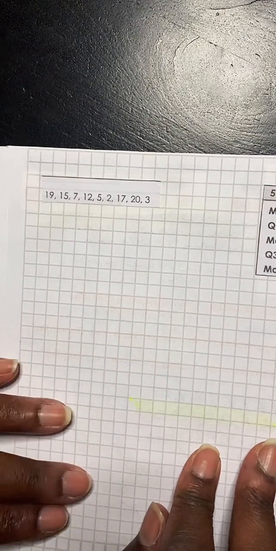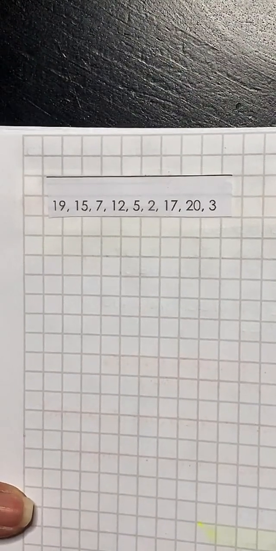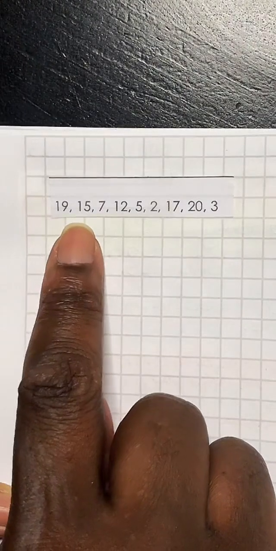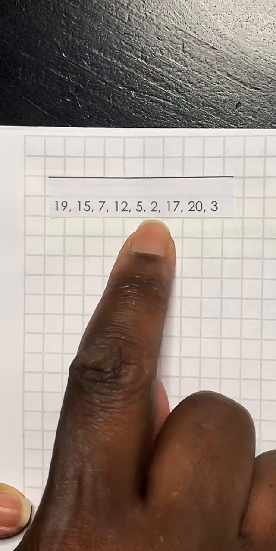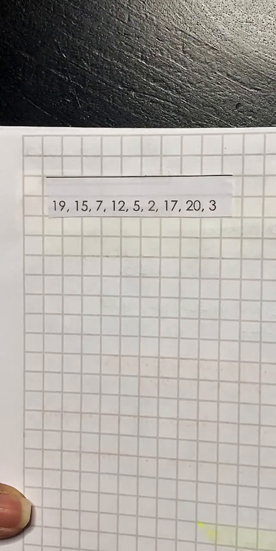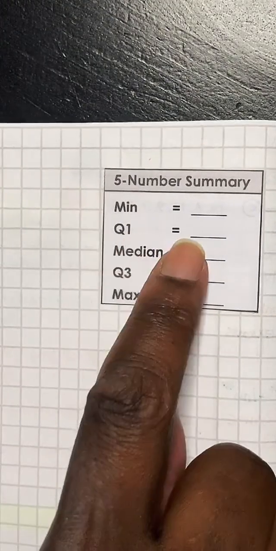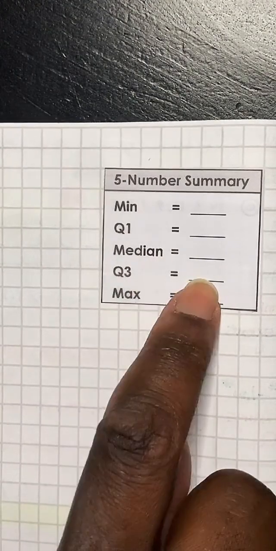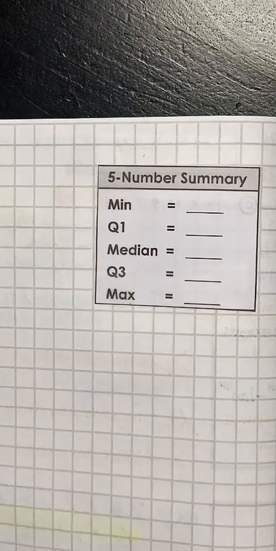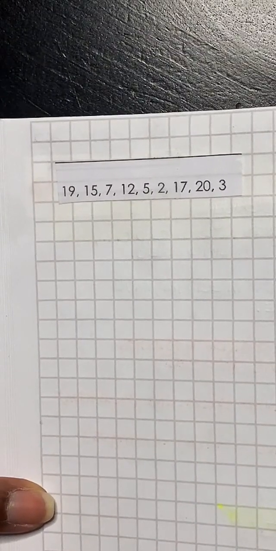All right, perfect. Thank you. Appreciate that. All right, so I'm going to leave you guys alone just for a moment. All right, so I'll get you started off. We have 19, 15, 7, 12, 5, 2, 17, 20, and 3. We need to figure out what is the min, the Q1, the median, Q3, and the maximum. Okay? So what's the first thing that you guys do?